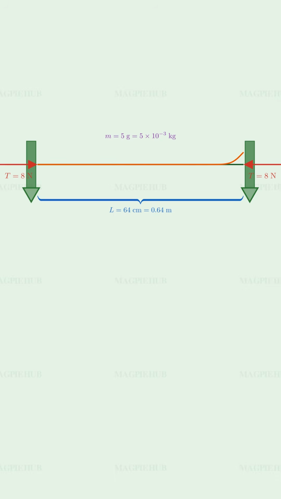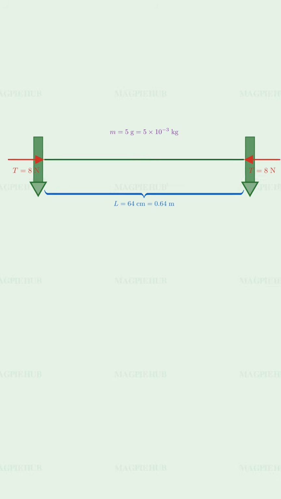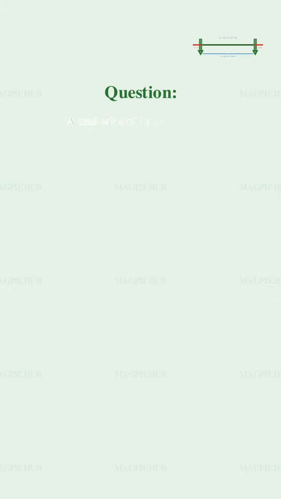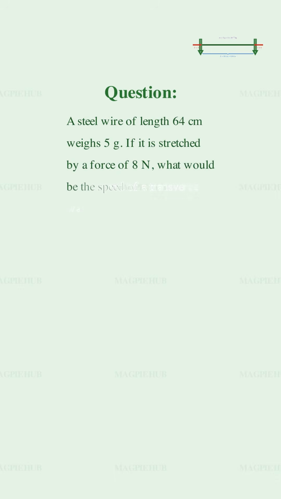Let us visualize a pulse propagating through the wire. Here is the full question. A steel wire of length 64 cm weighs 5 grams. If it is stretched by a force of 8 newtons, what would be the speed of a transverse wave passing on it? The key concept.